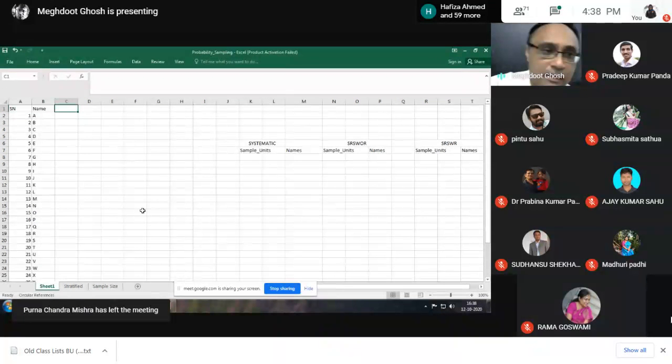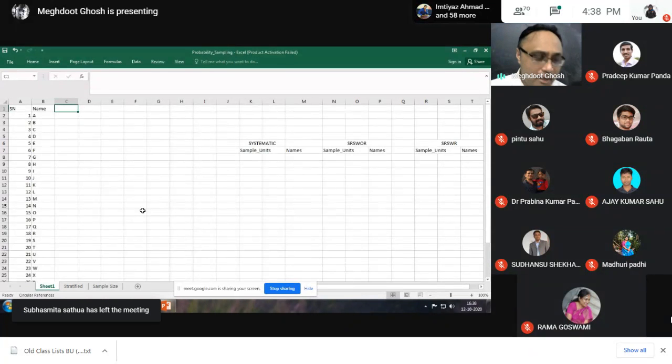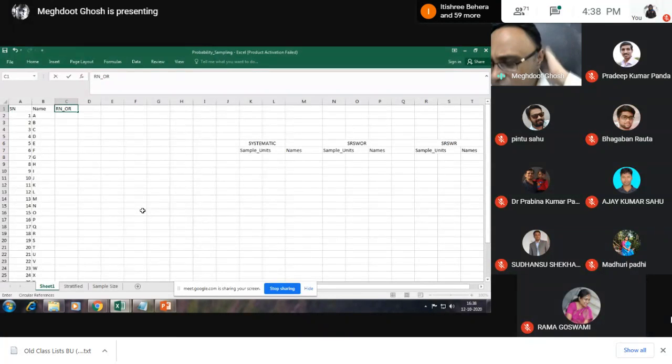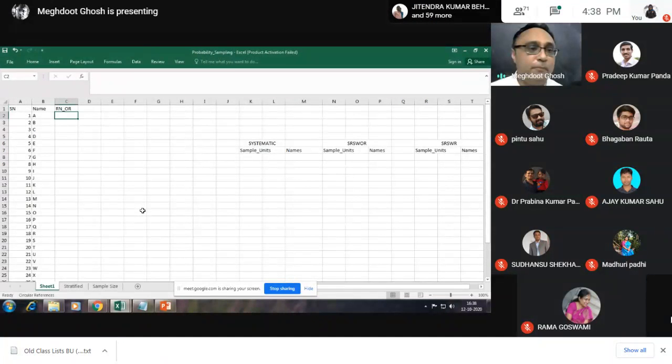So first, I will try to do SRS WOR, that is without replacement. Here, I am writing RN underscore OR. Now this stands for random number without replacement. So no repetition will be there. But suppose the random number is a repetition, I am going to avoid that. Okay. So let us see how we can generate a random number in Excel.